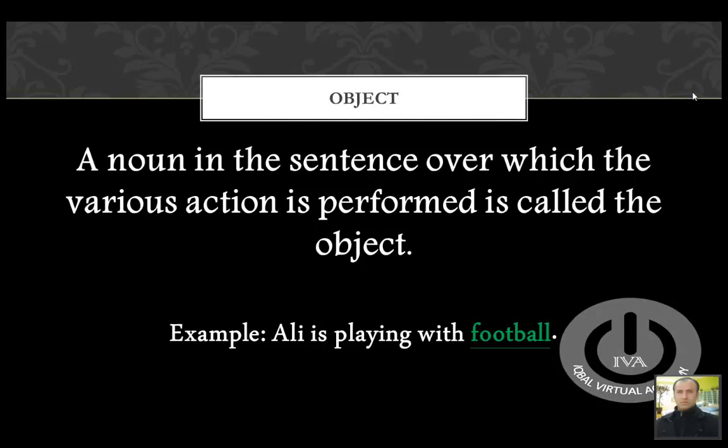Next, what is an object? A noun in the sentence on which the action is performed is called an object. Example, Ali is playing with a football. So football is an object because on the football the action is performed.